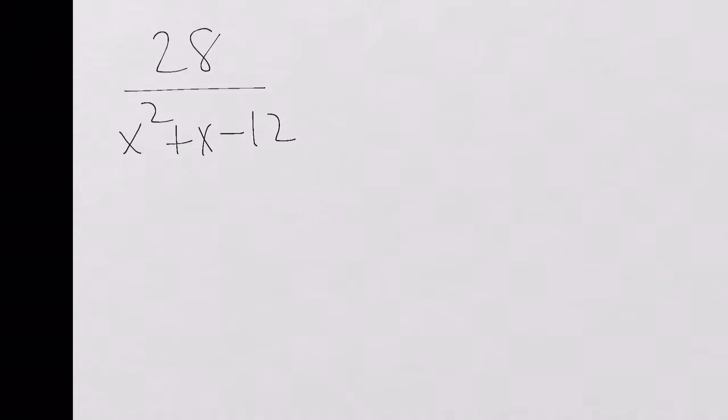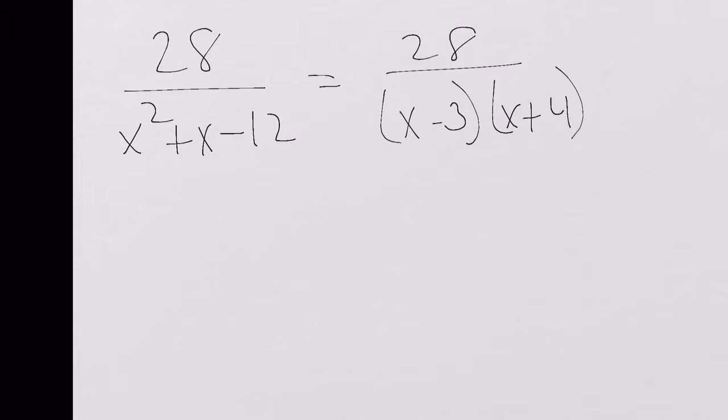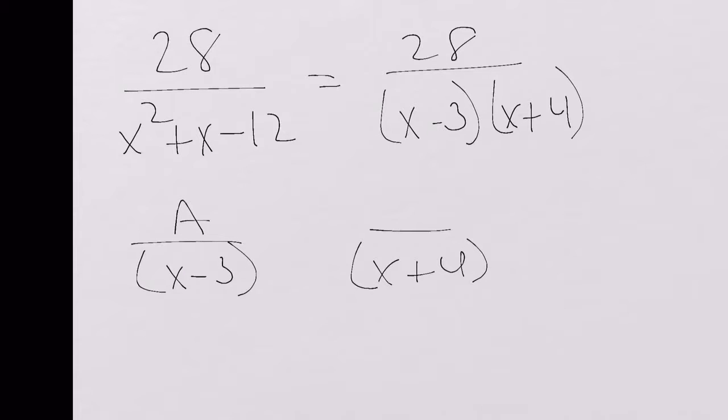Alright, so the first one that I had was 28 over x squared plus x minus 12. And so yes, we can break this up into 28 over (x minus 3)(x plus 4) just by factoring the denominator. What partial fraction decomposition is saying is that we can break these up into two fractions by saying I need some a value, some constant on top, and some constant on top over here. And that's when we have linear factors. So just x minus 3.